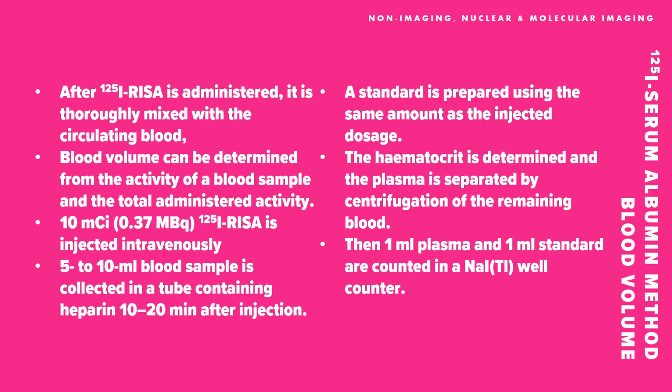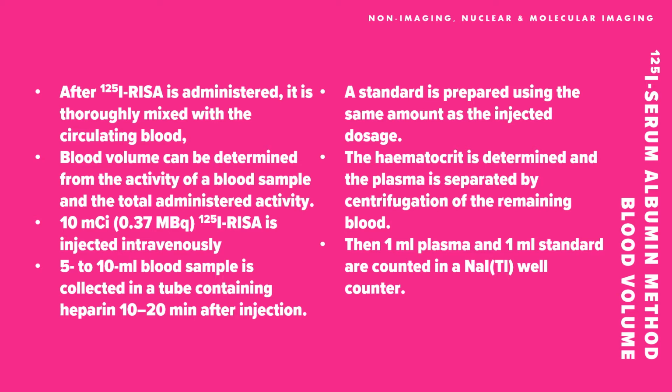And then afterwards, you're going to collect about 5 to 10 ml of blood sample in a tube containing heparin, 10 to 20 minutes after the injection. So heparin is to prevent the blood from clotting. So you injected the RISA, and then after 10 to 20 minutes, you collect the blood sample of 5 to 10 ml. Make sure the tube has heparin.